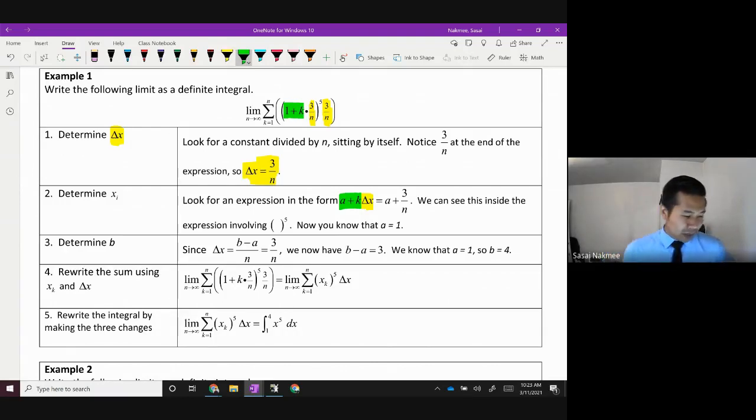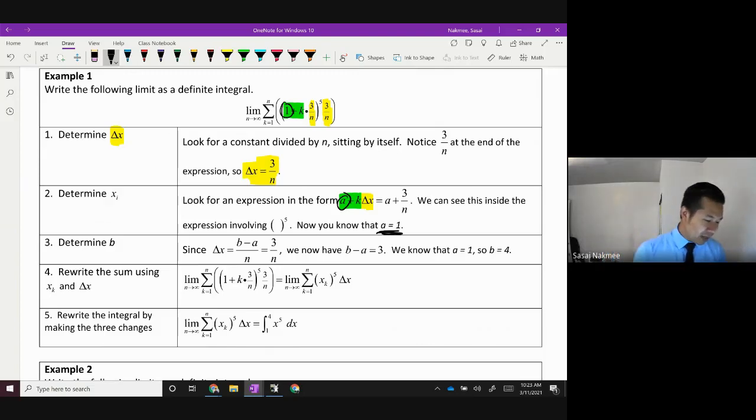So just a real quick question here. That a plus k times your delta x looks like it's inside that parentheses, right? It's inside the parentheses that's being raised to the 5th power. So what's your a equal to? Your a is just equal to 1. Your a is equal to 1. So now we know, if I were to write this integral problem, I know what the a value is. It's starting at a equals 1.